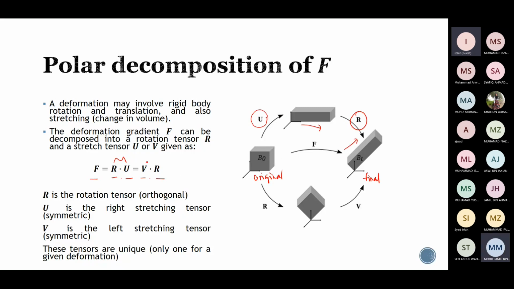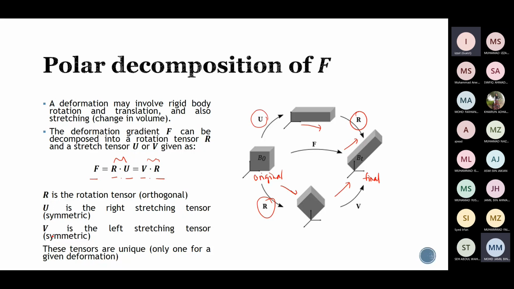And for the second part, V times R means it rotates first. So the cube is rotated first, and then stretched. Okay, so this is like you want to quantify the deformation and see separately whether the deformation has rotation or it's just pure stretching, or pure extension deformation.